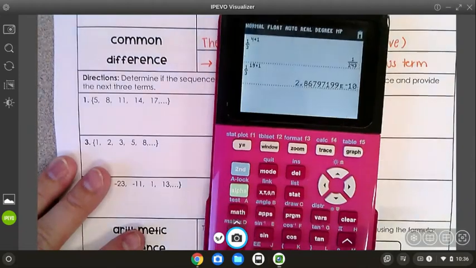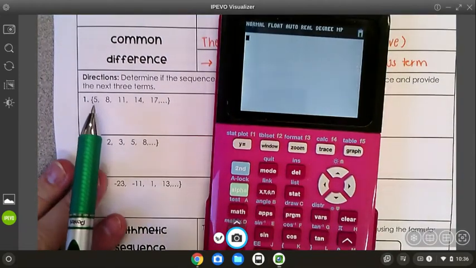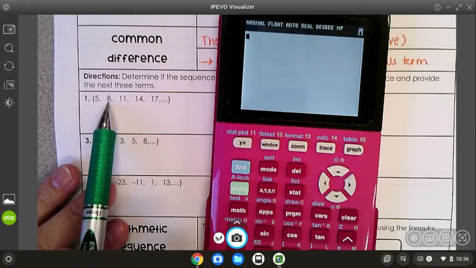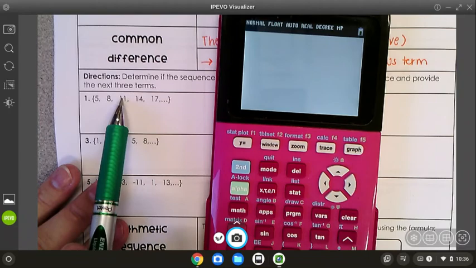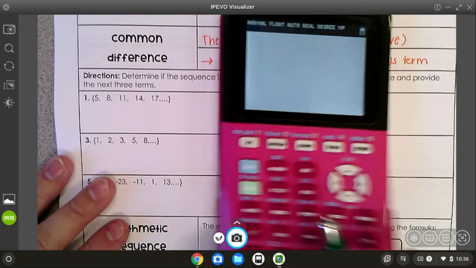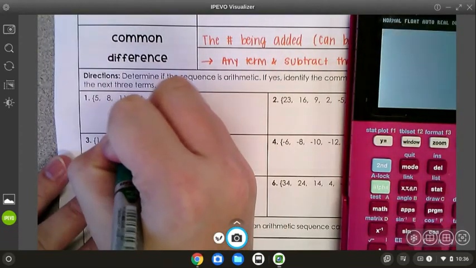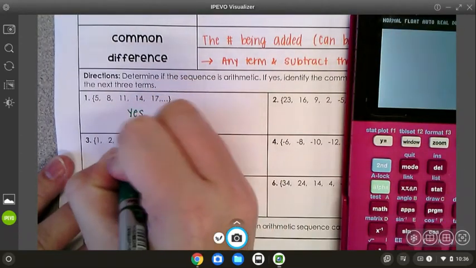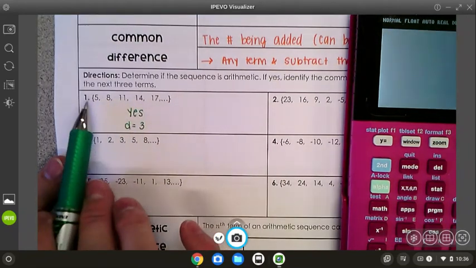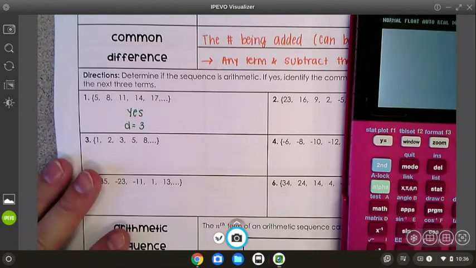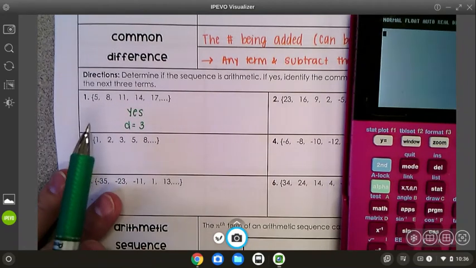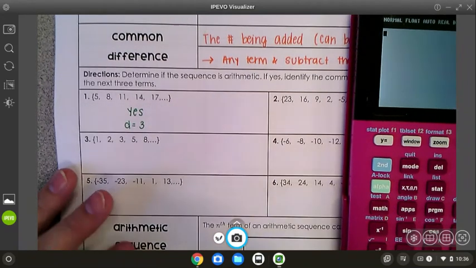Now sometimes you might be able to tell just by looking. I know that 5 plus 3 is 8. Well, what is 8 plus 3? 11. Plus 3, 14. Plus 3 is 17. So yes, this one is arithmetic, and that common difference is 3. Sometimes you'll know right away. You can tell what number is being added, if it's just like plus 3, plus 2.